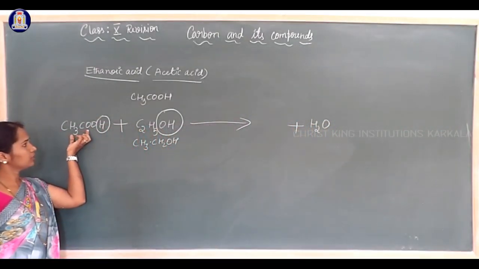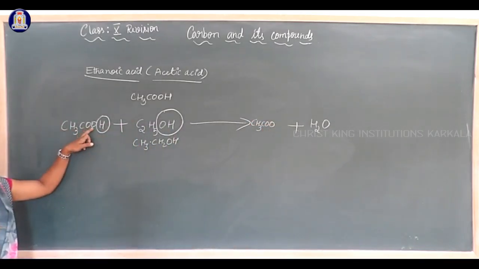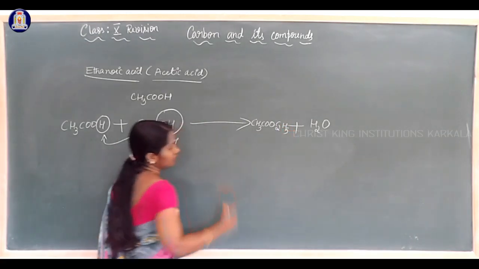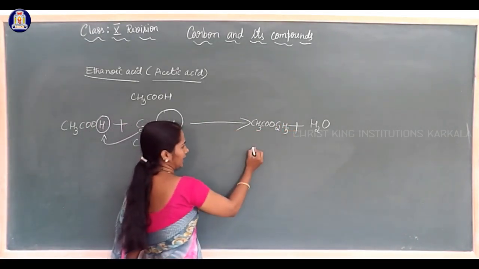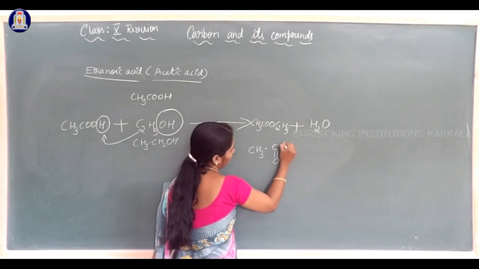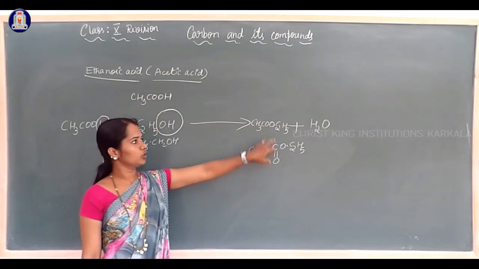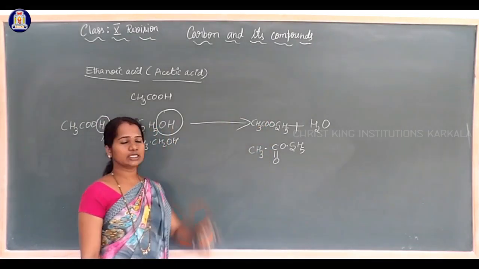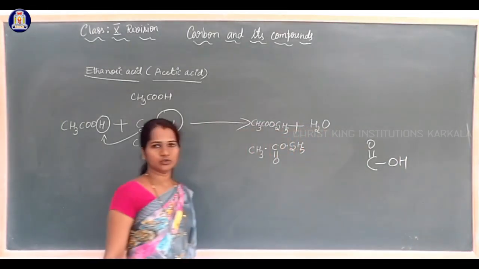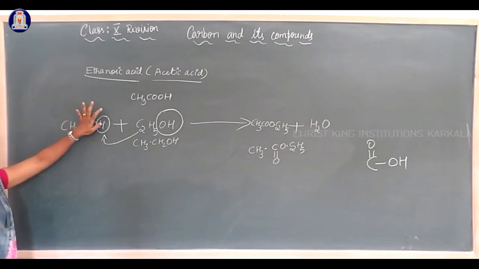What is the remaining product? CH3COO, and this adds here C2H5. In your textbook, this compound is given as CH3C double bond O C2H5. So why this C double bond O? This is the carboxylic acid. Carboxylic acid, usually how are we writing it? C double bond O OH. So this carboxylic acid has COOH as the functional group.